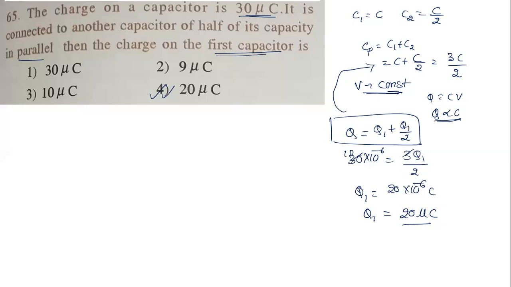So what if they ask you the charge on the second capacitor? Half of it, 10 microcoulomb. So this is the charge on C2, and this is the charge on C1. Okay, that's clear. Question number 66.